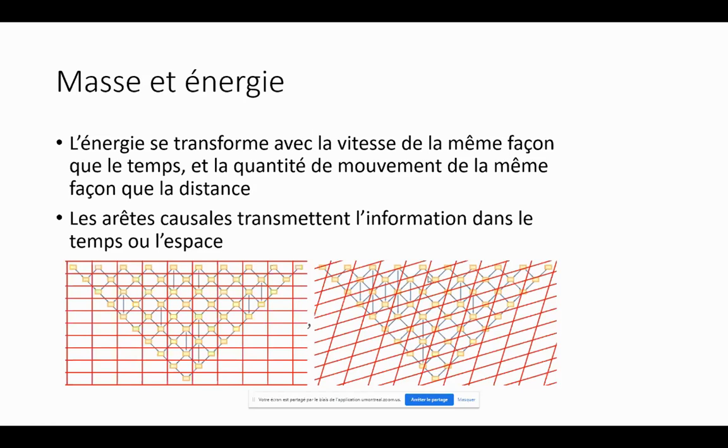Puis, on peut aussi voir les arêtes causales comme une transmission d'informations dans le temps ou dans l'espace. Puisque c'est un événement, le graphe a changé, l'information est transmise pour qu'un autre événement puisse avoir lieu qui dépendait du premier. Donc, c'est une transmission d'informations.